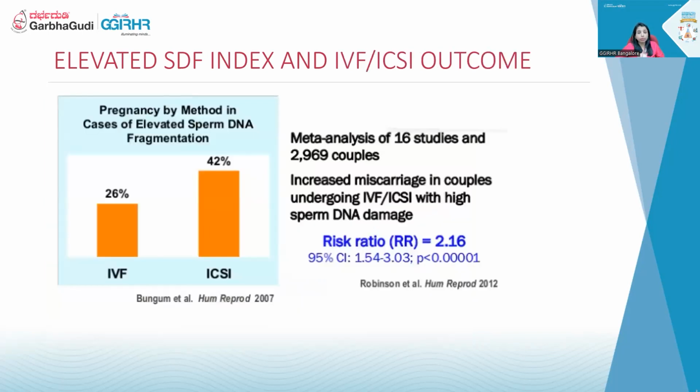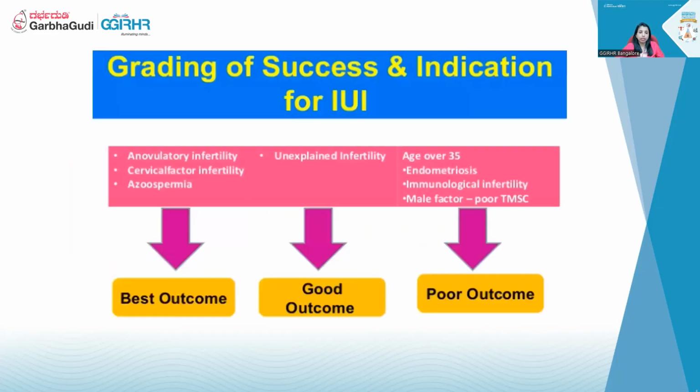So what is the best treatment for these men who have elevated DNA fragmentation index? This was a study which compared IVF and ICSI outcomes. You can see that almost 42% of men who had elevated DNA fragmentation index had a successful live birth, when compared to 26% in an IVF treatment. So that is the reason that for patients with elevated DNA fragmentation index, ICSI is the treatment of choice in order to get the best live births.